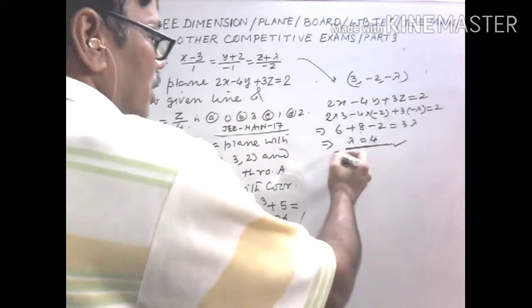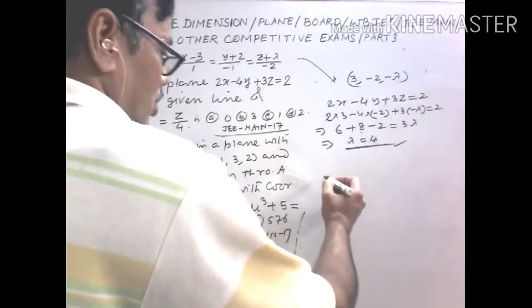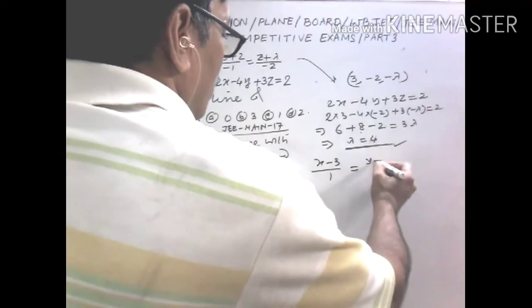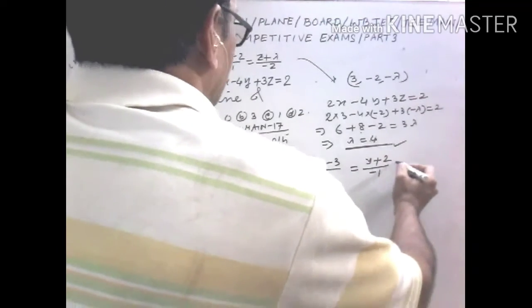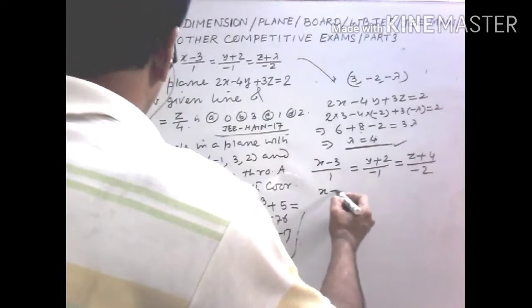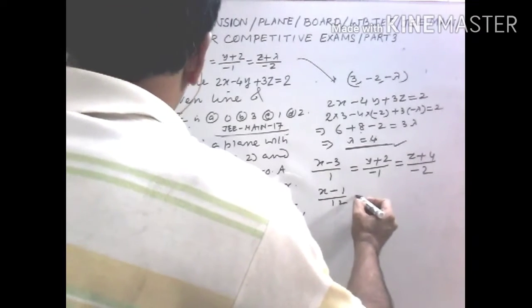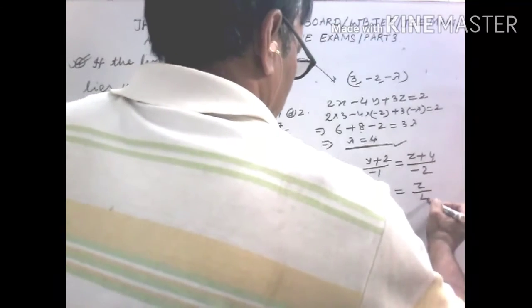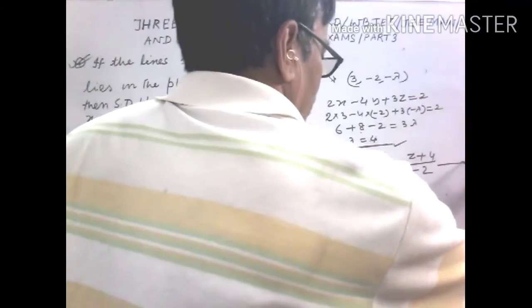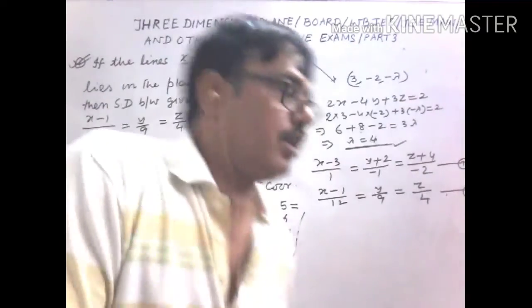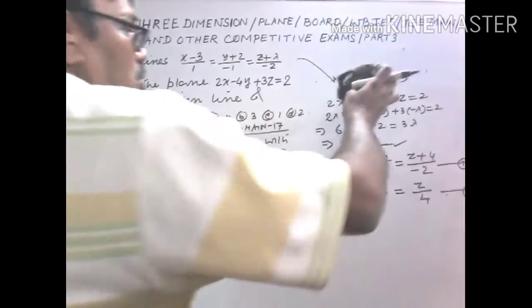So now if we get lambda equals 4, this one is (x minus 3) by 1, (y plus 2) by minus 1, (z plus 4) by minus 2, and the second one is (x minus 1) by 12 equals y by 9 equals z by 4. So these are two lines. Now we have to find the shortest distance between them.